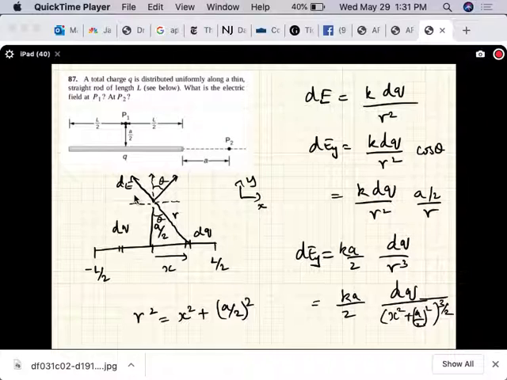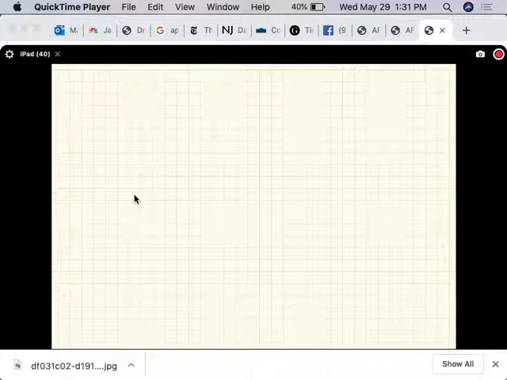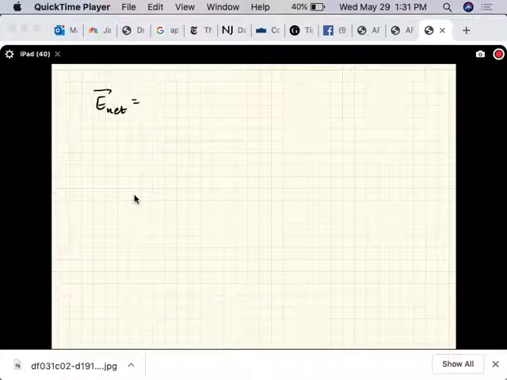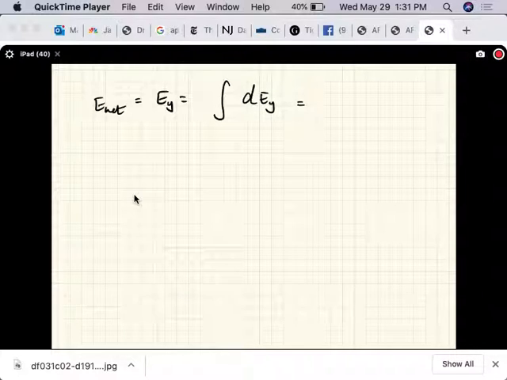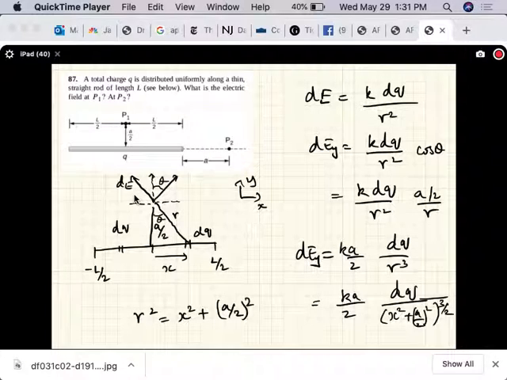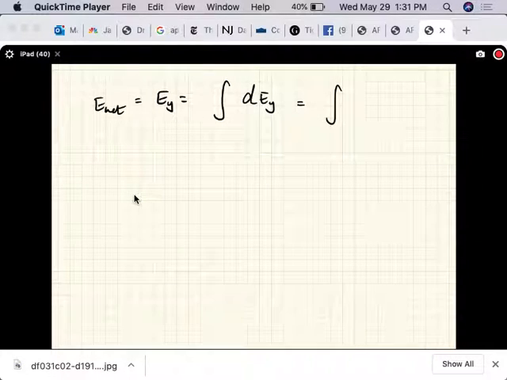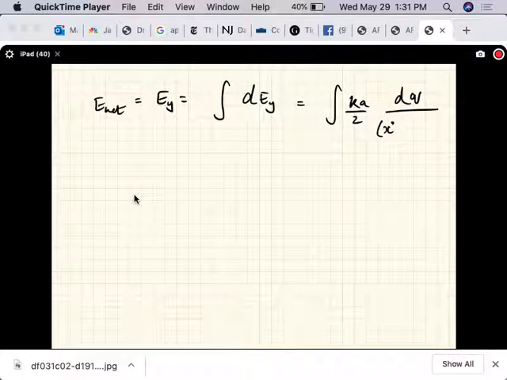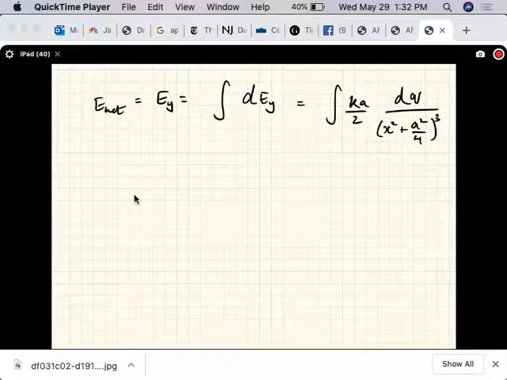Okay, so here's the integral. The net electric field, which is just the y component, Ey, is the integral of dEy. And it's this expression: k (a by 2) dq over (x squared plus a squared by 4) to the power 3/2.